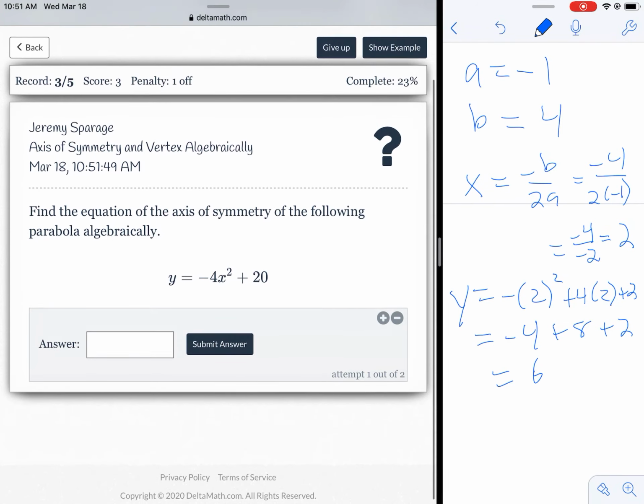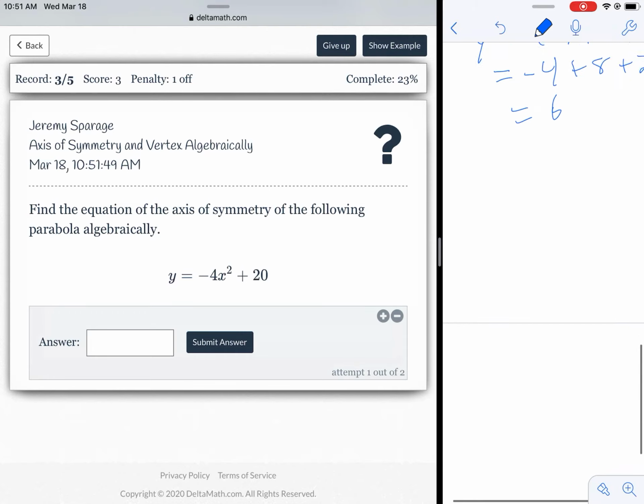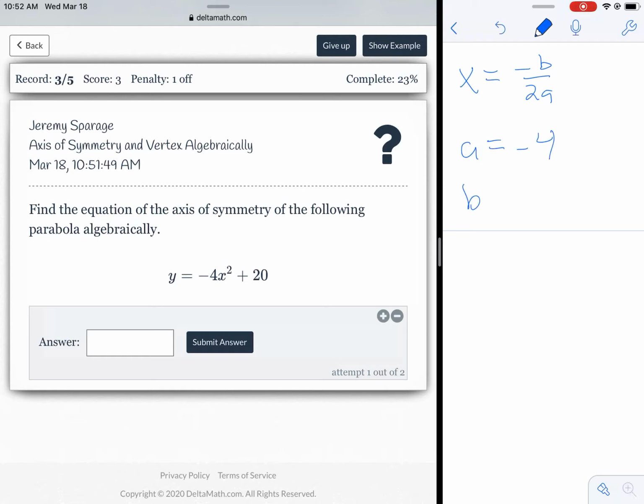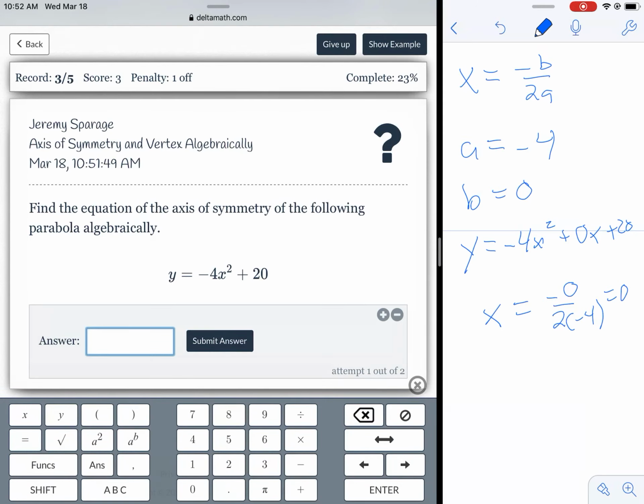Find the equation of the axis of symmetry of the following parabola algebraically. Again, this is just going to be x equals negative b over 2a. So our a value is negative 4. Our b value is going to be 0 because we don't have a b term. Our standard form is negative 4x squared plus 0x plus 20. So our answer is going to be x equals negative 0 over 2 times negative 4, which is just 0. 0 divided by anything is 0. So my answer is x equals 0.